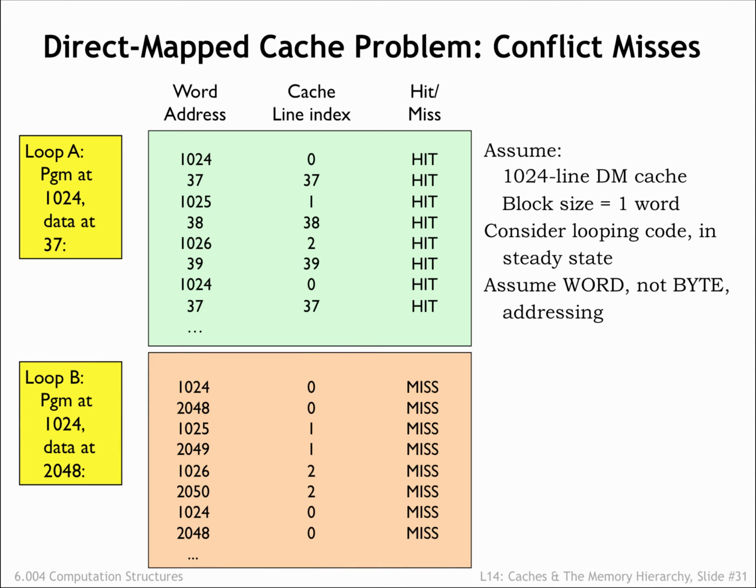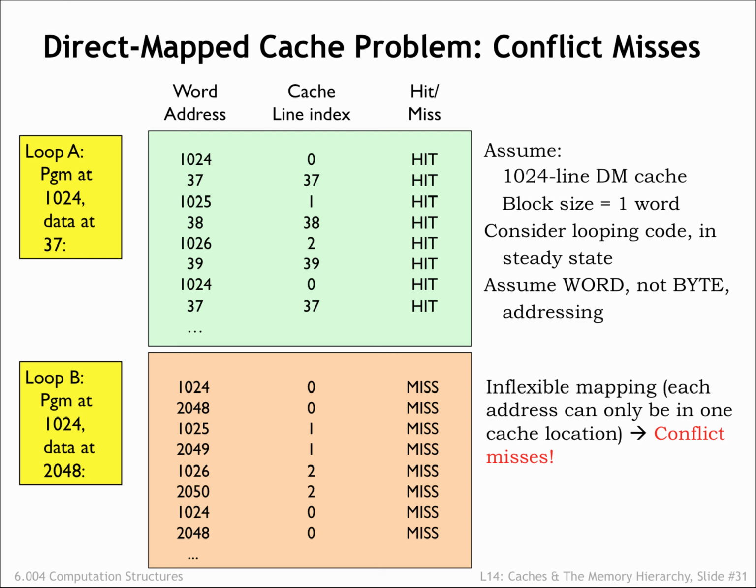Now consider the execution of the same program, but this time the data has been relocated to start at word address 2048. Now the instructions and data are competing for use of the same cache lines. For example, the first instruction at address 1024 and the first data word at address 2048 both map to cache line 0, so only one of them can be in the cache at a time. So fetching the first instruction fills cache line 0 with the contents of location 1024, but then the first data access misses and then refills cache line 0 with the contents of location 2048.